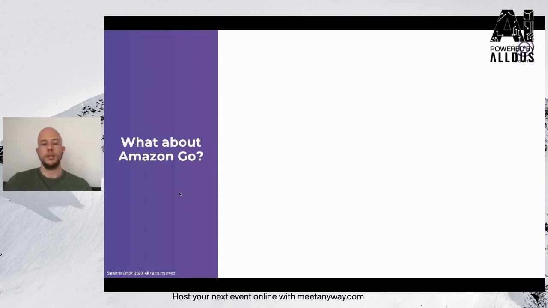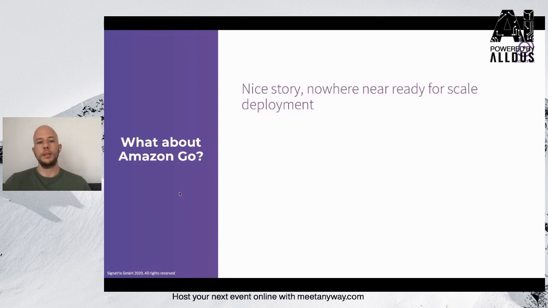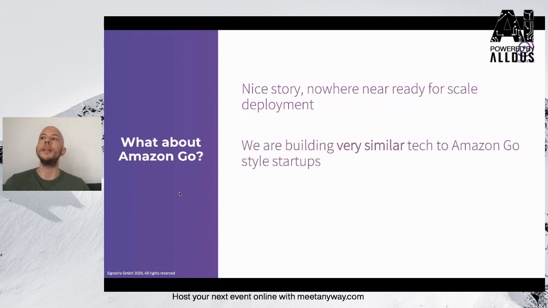All right, then what about Amazon Go? I already talked about that. It's really nice for us because it legitimizes us. And there are some startups that are building stuff like Amazon Go. Standard Cognition, I think, is the biggest one, but there are like 20 other startups doing that.